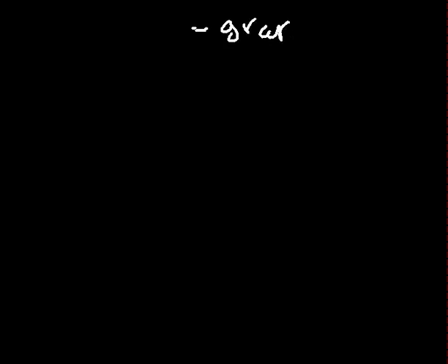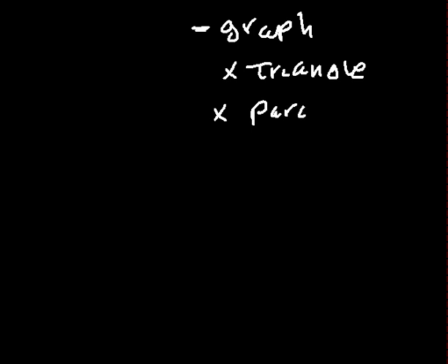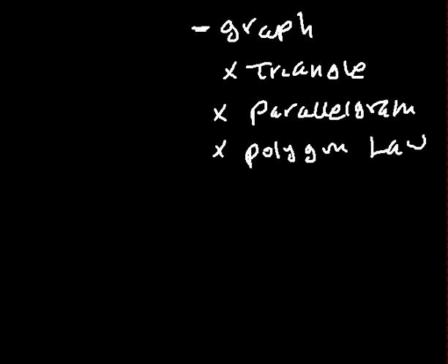We can add two or more vectors using the graph method, which consists of what we call the triangle rule, and we also have the parallelogram rule, which is another method under the graph method. We also talked about the polygon rule, which is another method we can use to add two or more vectors under the graph method.